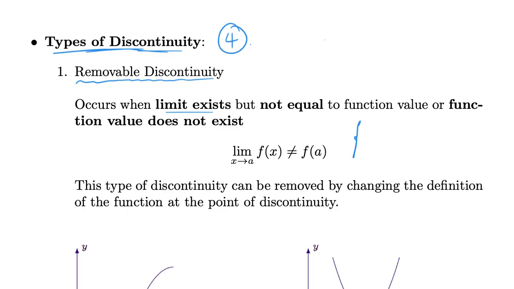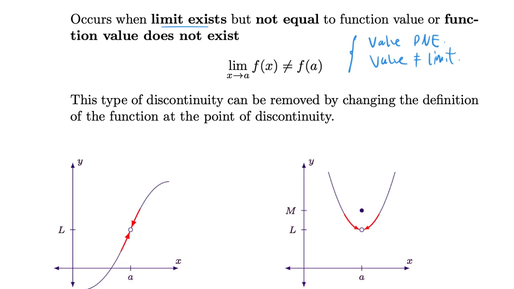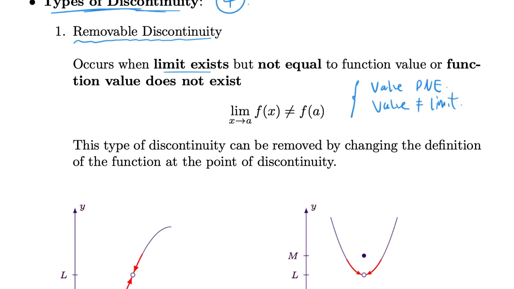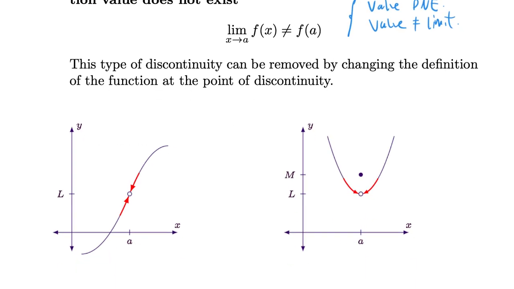So as mentioned up here, this value does not exist, or the value is not equal to the limit, given that the limit exists. What is so special about this type of discontinuity is that it is removable. And by that, we mean that we can remove this type of discontinuity by changing the definition of the function at that specific point of discontinuity.